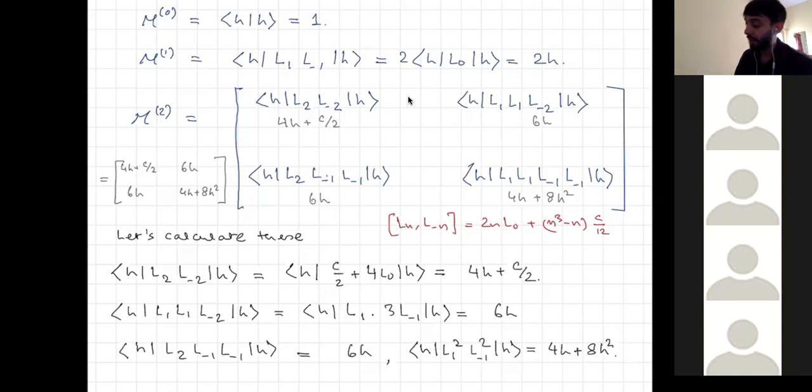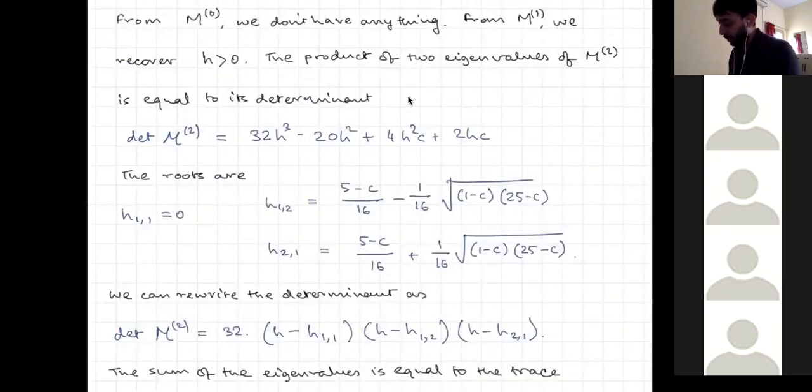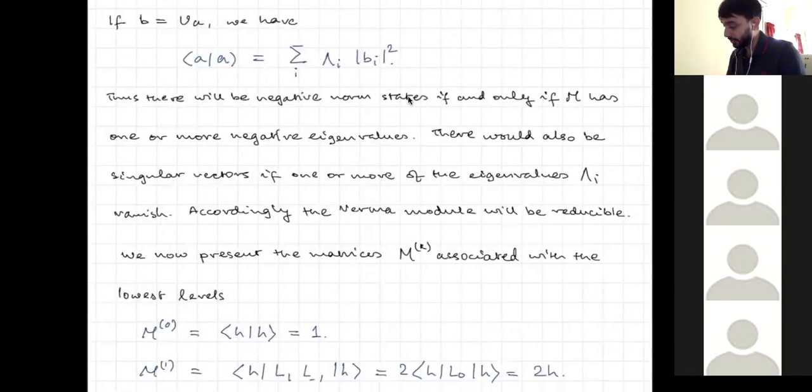Now we want to figure out what the eigenvalues of this guy are, and we want to make sure that both the eigenvalues are greater than 0 if we have to have this to be unitary. All right, so let's see this. Okay, let's just look at each of these things.